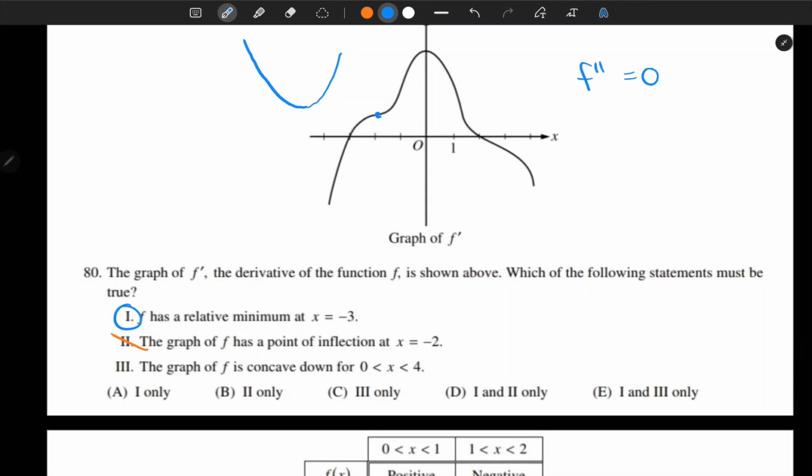Then looking at the third statement, we say that the graph of f is concave down for the interval 0 to 4. But looking at this plot, this is the plot of f prime, so it's the derivative of f. So we have a derivative or a tangent line of f, which is positive, and then becomes 0, and then becomes negative. And this is the definition of concave down. So 3 is also correct. So since 1 and 3 are correct, and 2 is false, we said that the answer here is E.